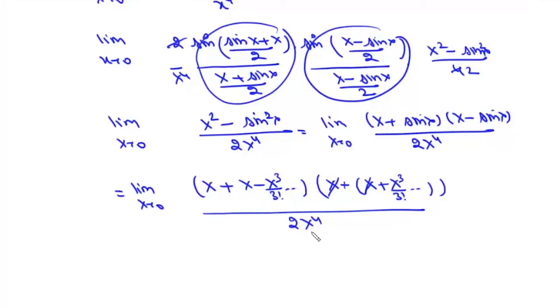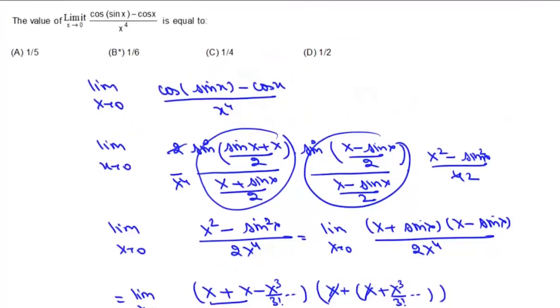So the lowest power of x in the denominator is 4, and the lowest power of x in the numerator is also 4. So the answer to this limit is the coefficient of x to the power 4. Now this is 2x, so it will be this 2 into factorial 3, which is 1 by 6, and then it will be this 2. So the answer to this limit is 1 by 6, and that's your option B.